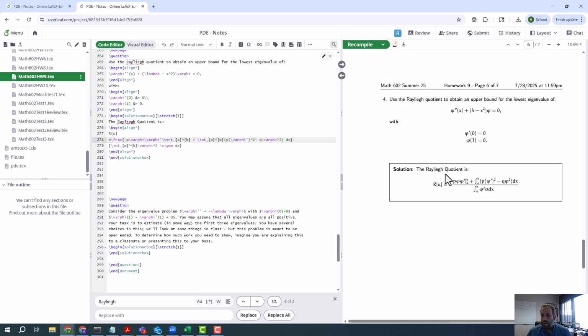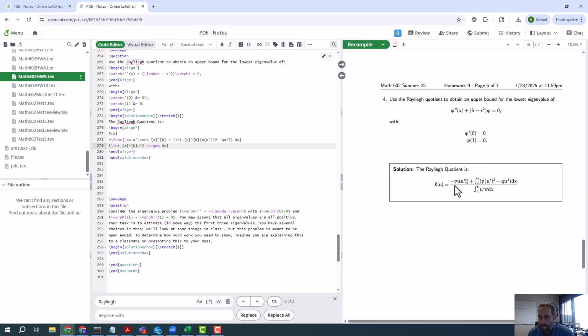Okay, so the Rayleigh quotient, this is it, except I want to change all of my phi's here to u. So we're going to have u, and then u prime, and then we're going to have a u prime here, and a u here. Oh, and this will also be a u. Okay. So let's go through and replace things.